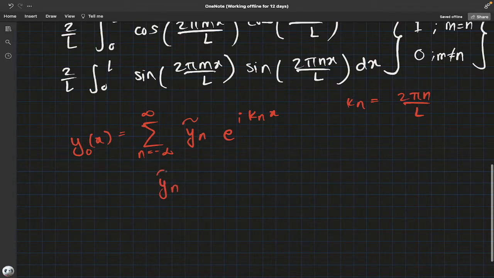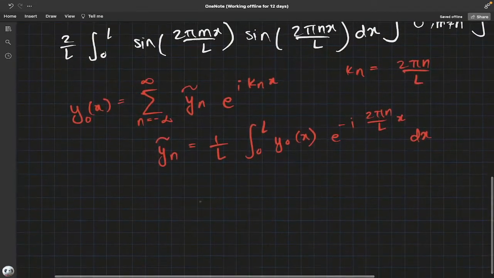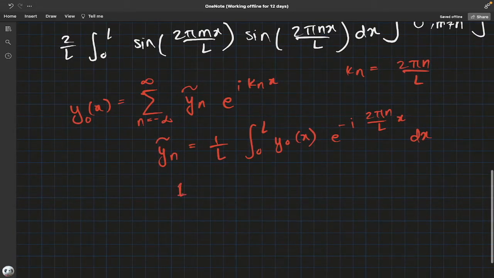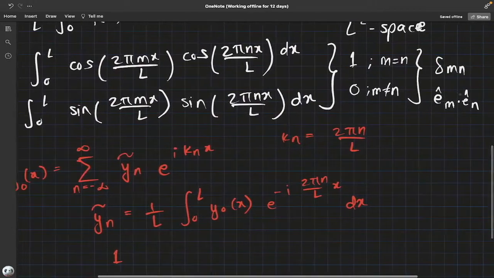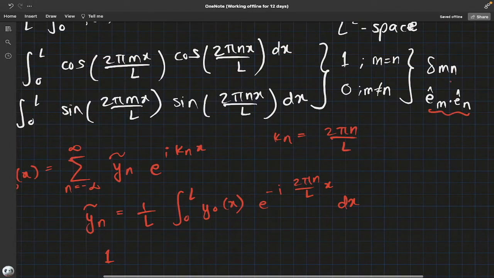Well, again, y n tilde, this coefficient that we need to find, is just 1 over L integral from 0 to L of y naught of x e to the negative i 2 pi n over L times x dx. And again, you can check the orthogonality condition. So these are orthogonality conditions because they work like this, analogous to this.